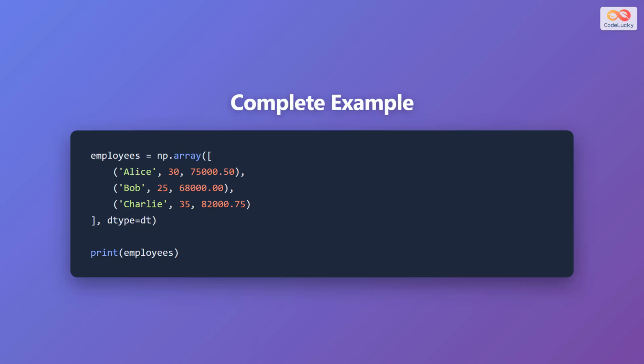Here's a complete example creating an employee array. We pass a list of tuples to NumPy.array, where each tuple represents one employee record. Alice is 30 years old with a salary of $75,500. Bob is 25 with $68,000, and Charlie is 35 with $82,750. The dtype parameter tells NumPy how to interpret this data.